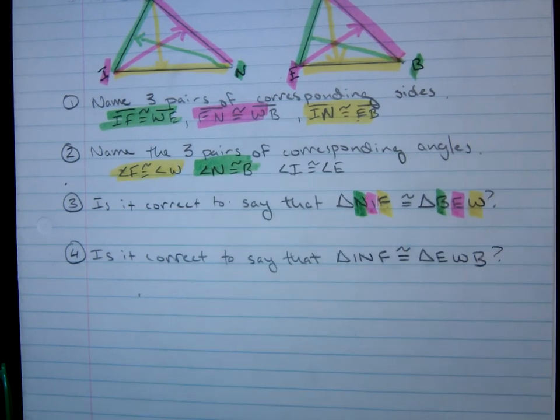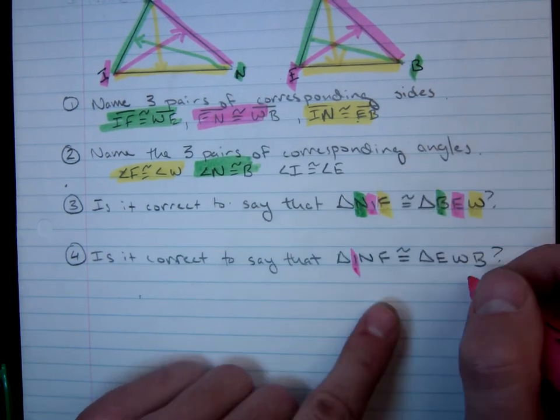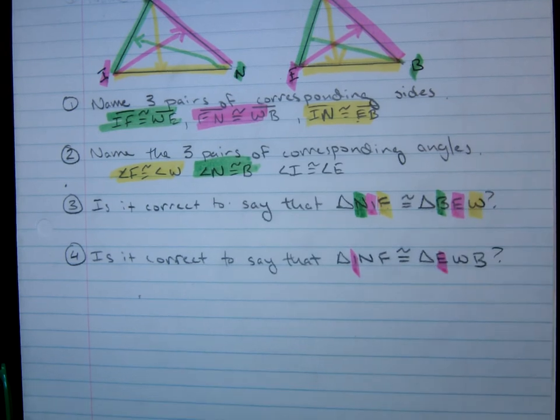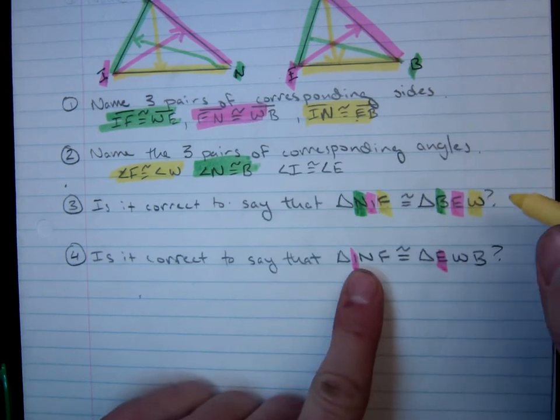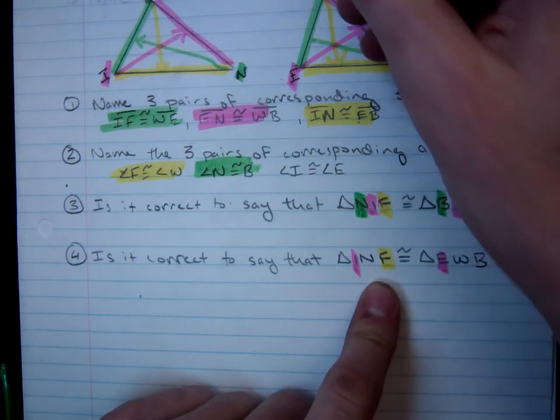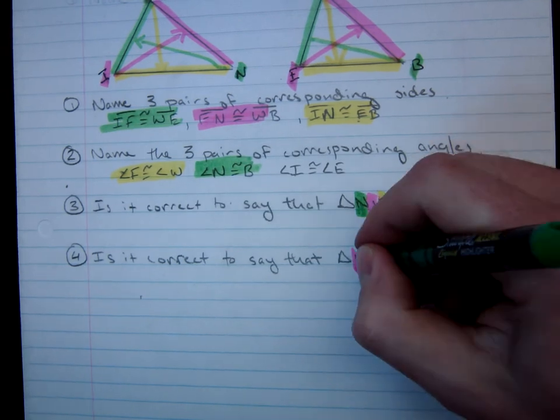All right, so we're going to do the same thing here. I is my pink color and E is also pink. Now I have F is yellow, and so is W. Oh, and I think I'm going to run into a problem with this one. But I'm going to finish up. N is green, and so is B.